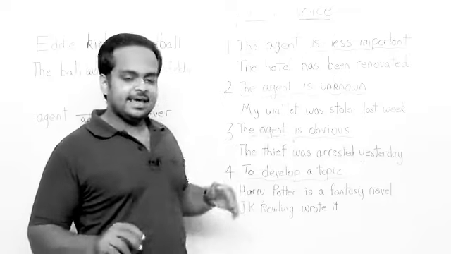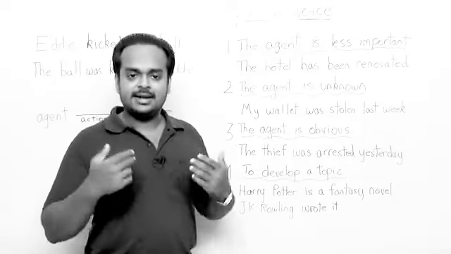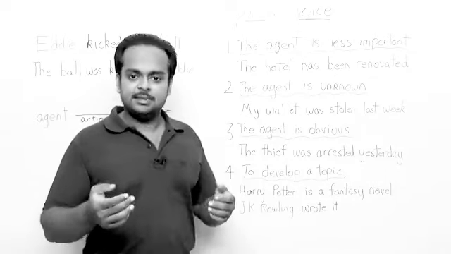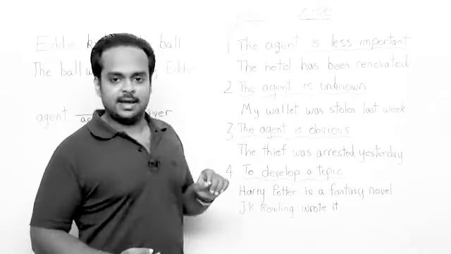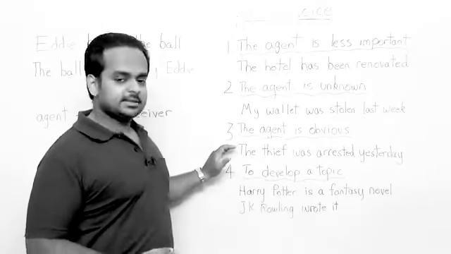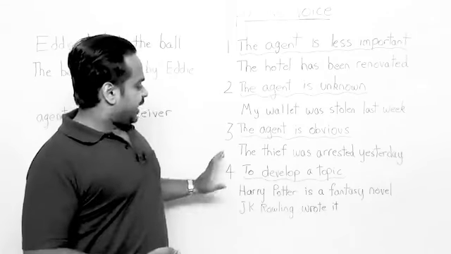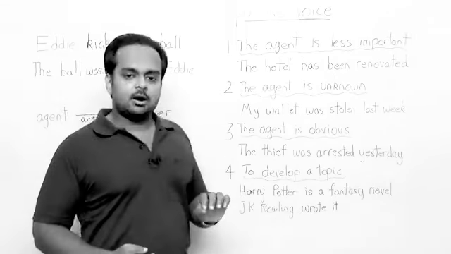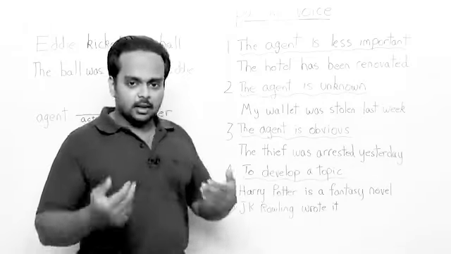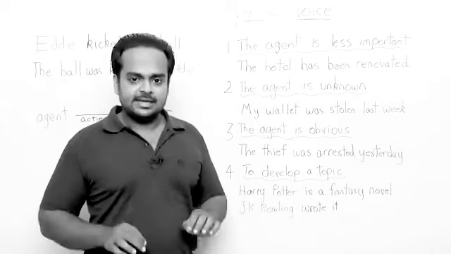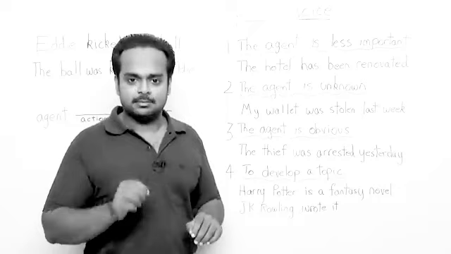That's why we're saying that the agent is obvious. That means the agent is clear, and anyone hearing the sentence can immediately guess who did the action. So we can leave out the agent and we can write the sentence in the passive voice when the agent is obvious. All right, the final situation where we often prefer to use the passive is when we want to develop a topic. This is when you have two or more sentences that talk about the same topic.